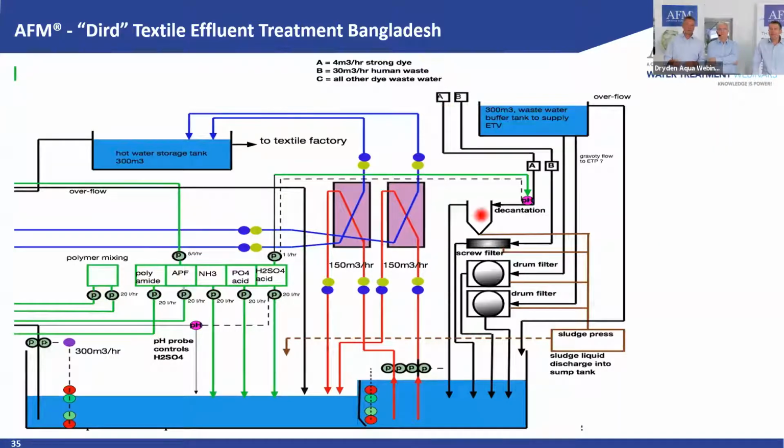And the different streams we pre-filter. Some with decantation, human waste with screw filters, the other things with drum filters. We want to filter it down to roughly 100 micron. Why? Because this water still has a temperature of about 45, 50 degrees. And this is too warm to start a biological process. So you would have to wait for a day or two. It's quite warm sometimes in Bangladesh until this cools down.